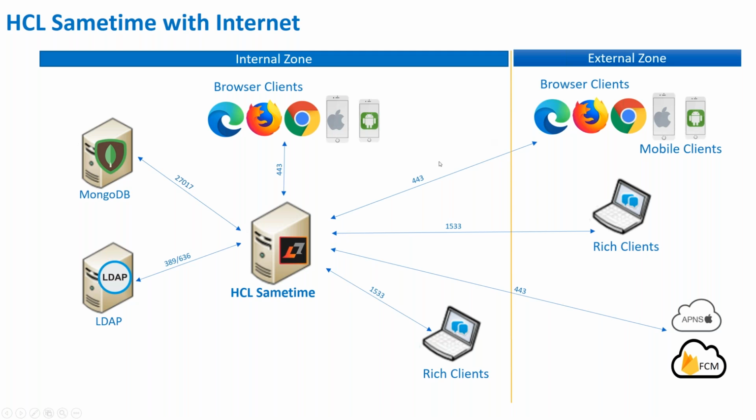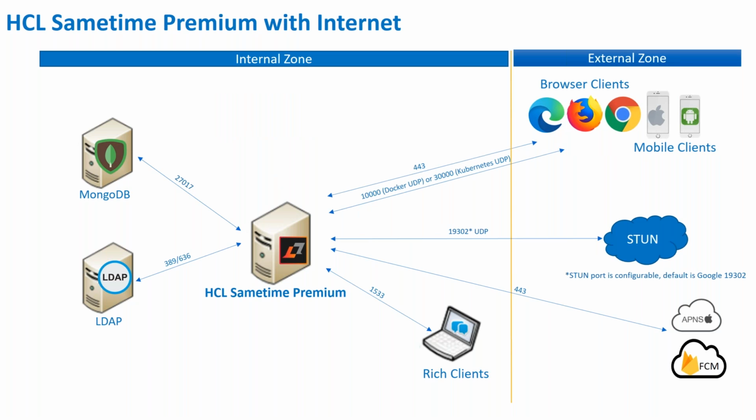And adding meetings is not difficult at all. In fact, you'll notice that it is the exact same overall topology. The only thing we've added is port 10,000 for Docker or 30,000 for Kubernetes for the UDP, for the media streams themselves to the clients. All media streams, all the meetings are always happening in browser clients or mobile clients. That's why you only see that port opening up here.